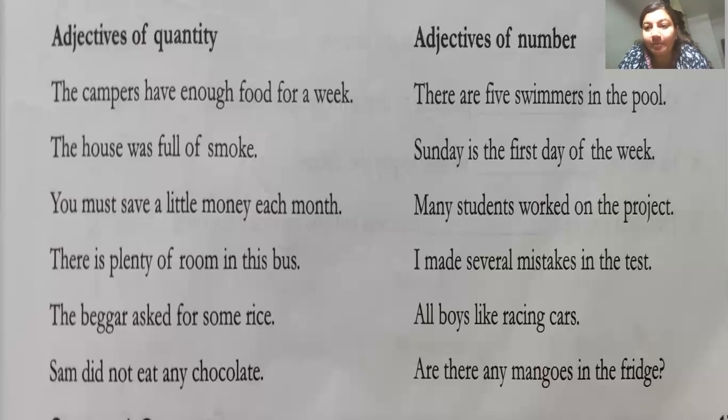Because we are not aware of the exact number, we use certain indefinite numeral adjectives. I made several mistakes in the test. How many mistakes? Several. Exact कितनी नहीं पता है. Again, indefinite. All boys like racing cars. How many boys? All. General idea. Are there any mangoes in the fridge? How many mangoes? Any. We are asking a question. We do not know the exact quantity or the number.